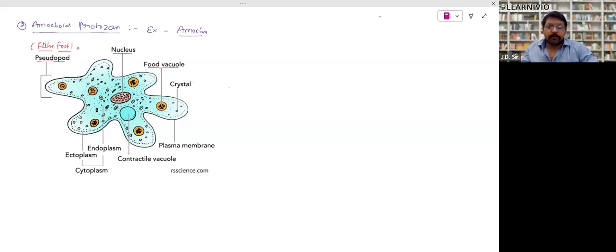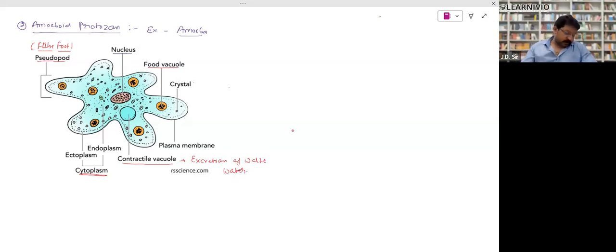There is a nucleus, a food vacuole, some crystals, and cytoplasm. Cytoplasm is divided into two parts: ectoplasm and endoplasm. Ectoplasm has less density, endoplasm has more density. There is a contractile vacuole. We have already discussed that the contractile vacuole is found only in animal cells, and it helps in excretion of waste water. So that is the amoeba.